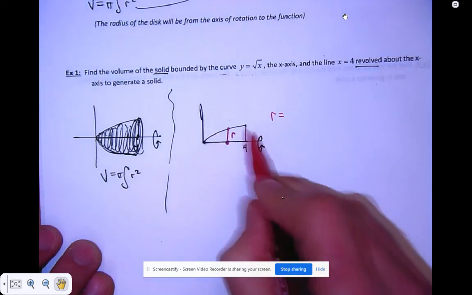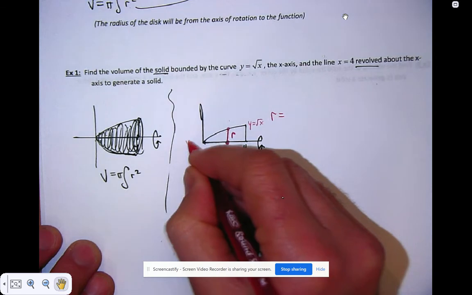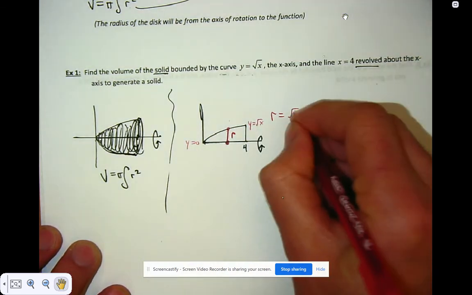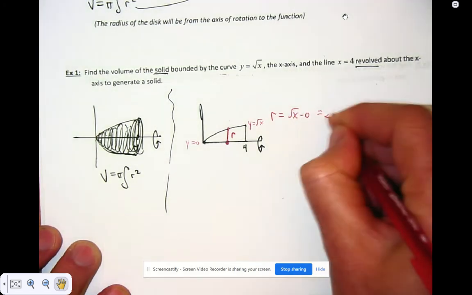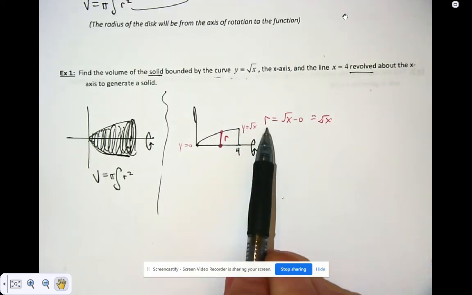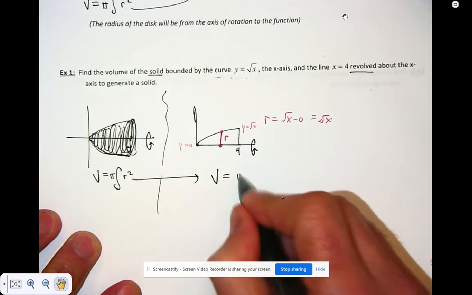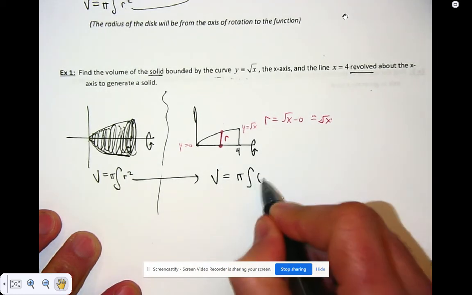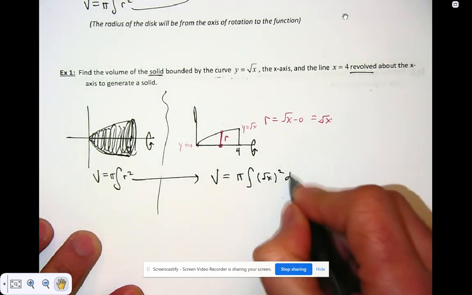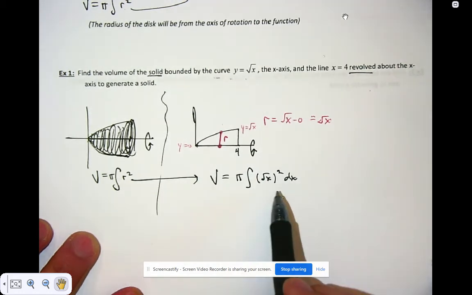You're going to write top minus bottom. Well, this is y equals the square root of x, and this is the line y equals 0. So top minus bottom is root x minus 0, which is clearly just the square root of x. And on all these problems, once you find r, you're home free because the volume is equal to pi times the integral of r, which we now know is square root of x, squared. This is dx, and these are all x's. Whenever you do top minus bottom, everything is x's, just like when we were finding area.